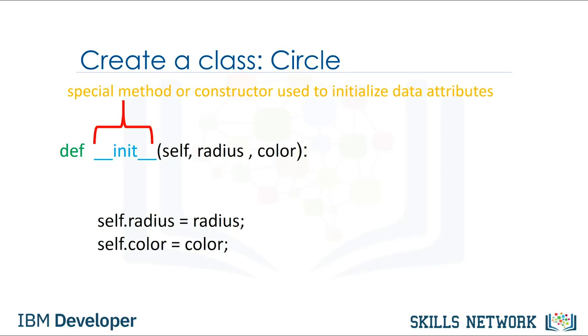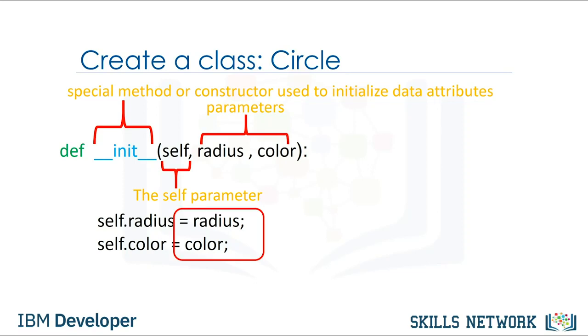There are other special functions in Python to make more complex classes. The radius and color parameters are used to initialize the radius and color data attributes of the class instance. The self parameter refers to the newly created instance of the class. The parameters radius and color can be used in the constructor's body to access the values passed to the class constructor when the class is constructed. We can set the value of the radius and color data attributes to the values passed to the constructor method.